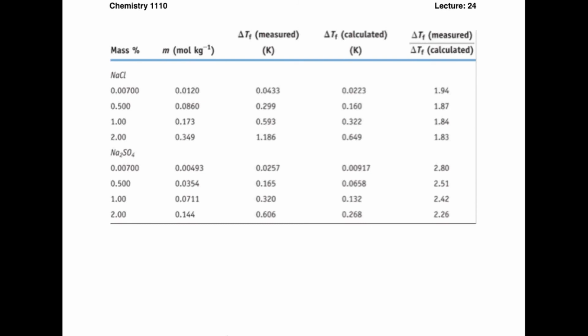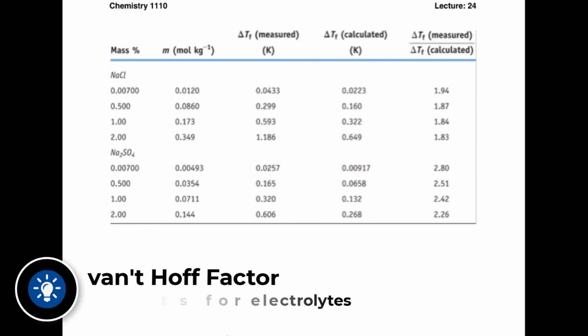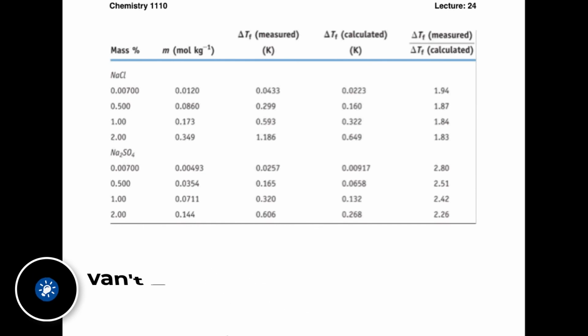Taking that into account would be using something called the Van't Hoff factor. Now, the Van't Hoff factor is precisely this. This is the number that would account for that different number of particles, right? So 1 NaCl corresponds to 2 particles in my solution. So that's called the Van't Hoff factor. NaCl would have a Van't Hoff factor of 2.